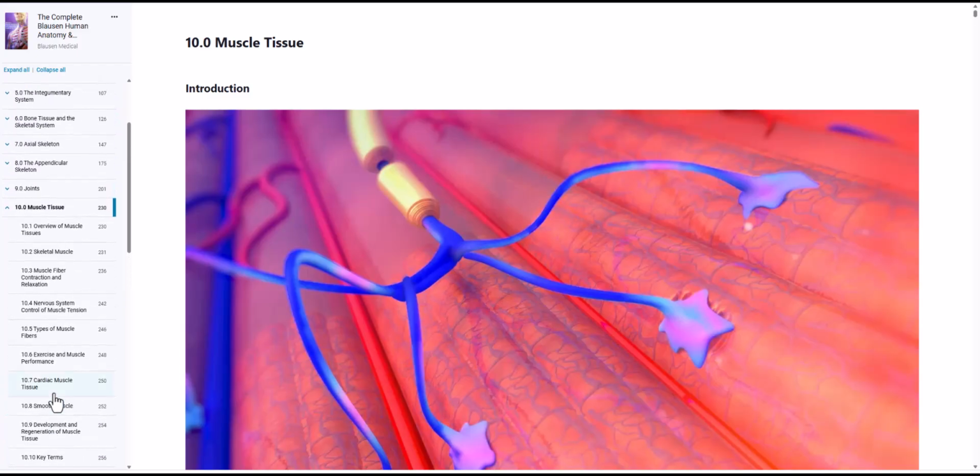There's also a few PowerPoint slides that I will refer to, and those are also available to you in your Blackboard shell, but they're also posted, and we'll be looking at those slides as well. So let's get started into muscle tissue.